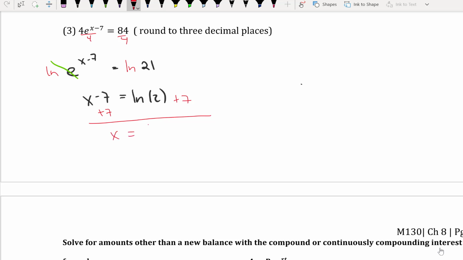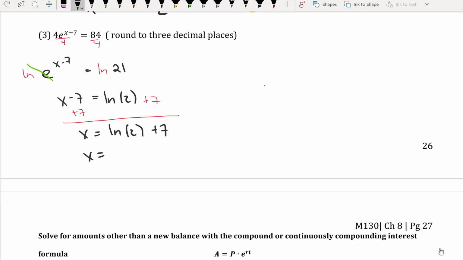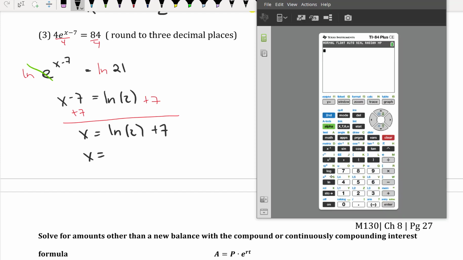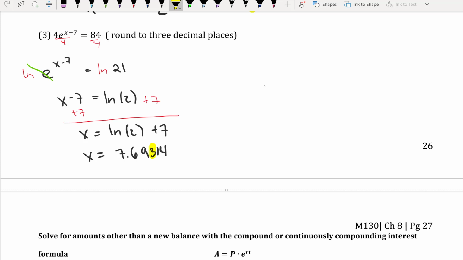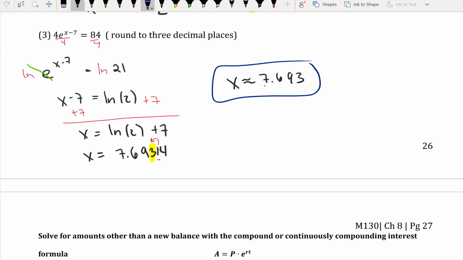So that I have x is equal to the ln of 21 plus 7. And it tells us to round to the 3 decimal places. So I'm going to have my ln of 21 plus 7. I'm going to go ahead and copy that down. So I'm rounding to the 3 decimal places. That would be the 3. The 1 tells us to leave it alone, so that x is going to be equal to that 7.693 as my final answer.